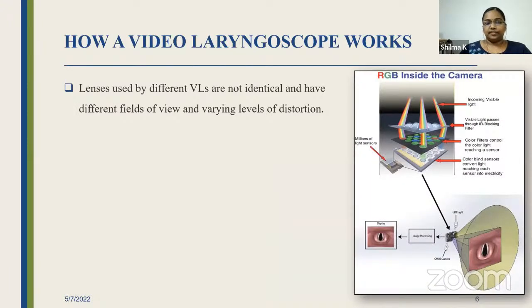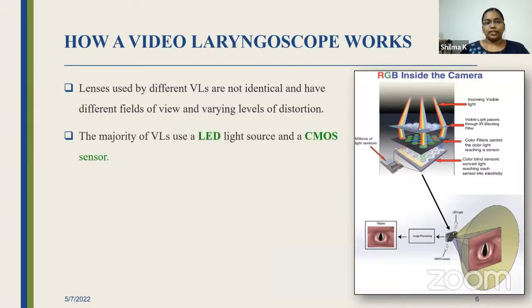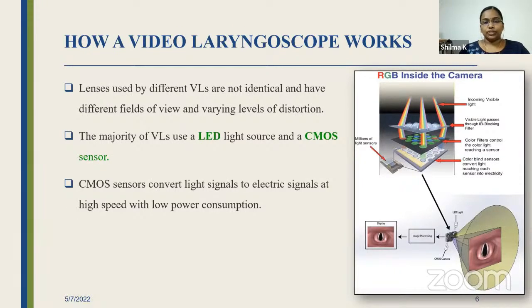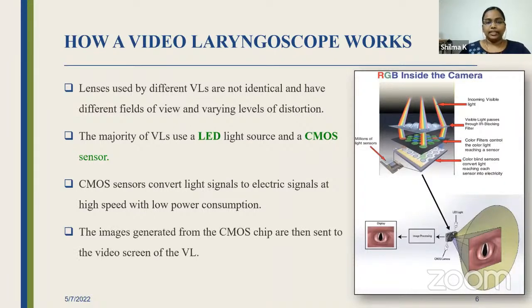The lenses used by different video laryngoscopes are not identical and have different fields of view and varying levels of distortion. For example, the McGrath has a narrow field of vision compared to the Glidescope. The majority of video laryngoscopes use a light emitting diode light source and a complementary metal oxide semiconductor, that is a CMOS sensor. The CMOS sensor converts the light signals to electrical signals at high speed with low power consumption. The images generated from the CMOS chip are then sent to the video screen of the video laryngoscope.